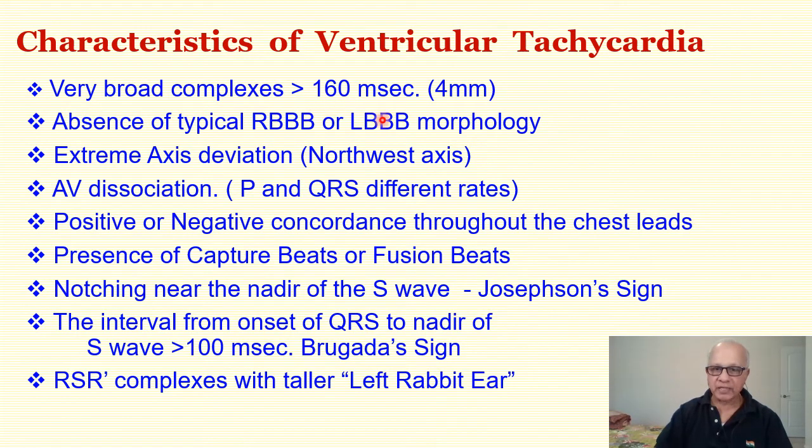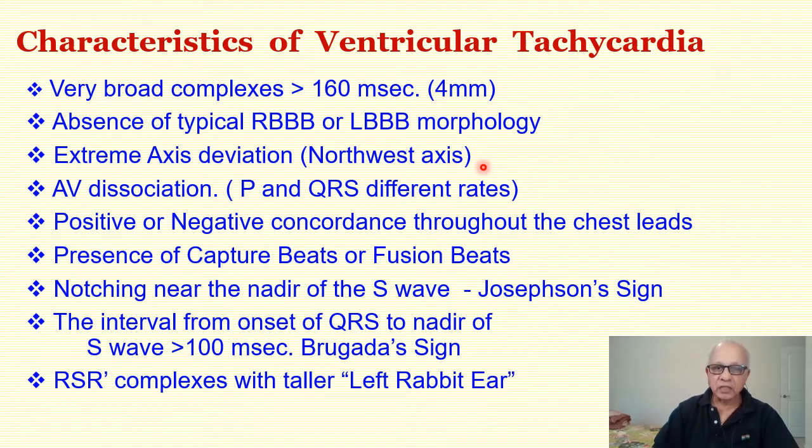Very broad complexes of 160 milliseconds or more. In this patient, do you have it? No, I said 140 milliseconds, isn't it? Absence of a typical RBB or LBB morphology, right? Now in this also, that is present. I will show you again. Extreme axis deviation, which is called northwest axis. Northwest axis means axis pointing towards the right shoulder. That means AVR should be strongly positive. AVR is positive because the axis is like this.